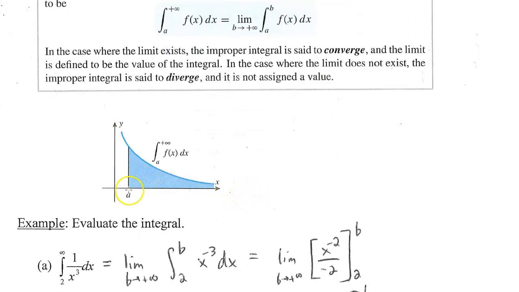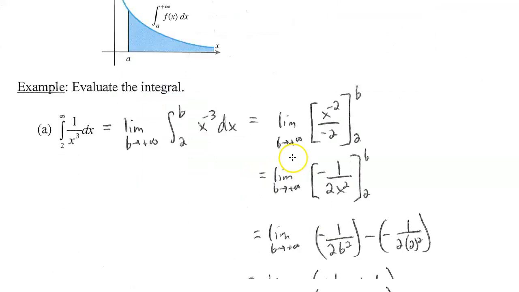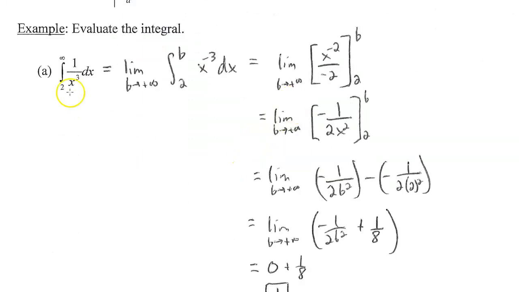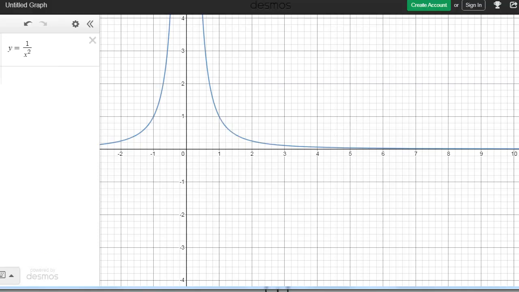So notice, we're integrating here from a to infinity. We're looking at what's this total area right here. So let's do a couple examples. What's the integral from 2 to infinity of 1 over x cubed? We could draw the graph of 1 over x cubed. So change this up. There's 1 over x squared.